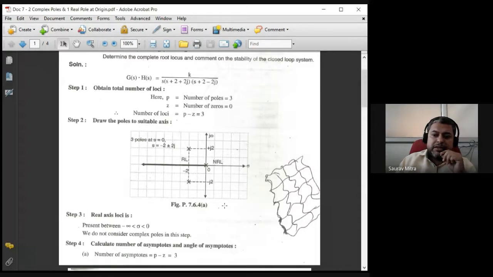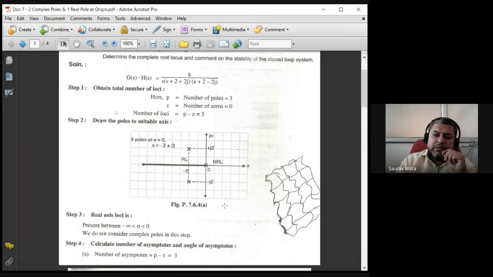So 0 to minus 2 is one part of it, because on the right side there is only one pole, and minus 2 to minus infinity is another part, because on the right side again there are three poles, which is also an odd number. So in two steps you have to prove that, and you can write a small explanation. Though we know that students understand it well, they do not in the initial stage. You are still at the initial stage of root locus now. If you solve a few numericals by hand, it will be very good.